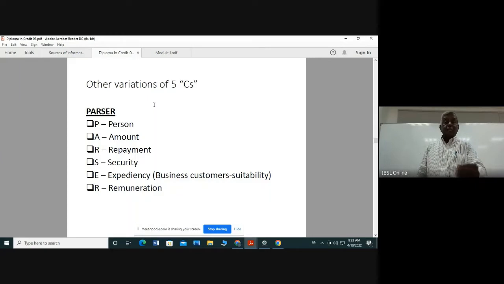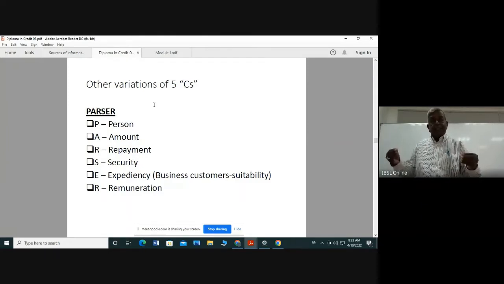And then A, amount: what is the amount he requests? And S, repayment: how is he going to repay, and what is the period of repayment? You analyze that. And then the security or collateral: what is the security? And then E, expediency, that is, for business customers, his suitability.